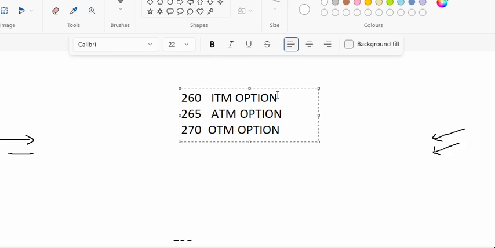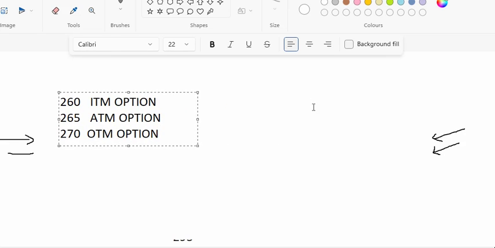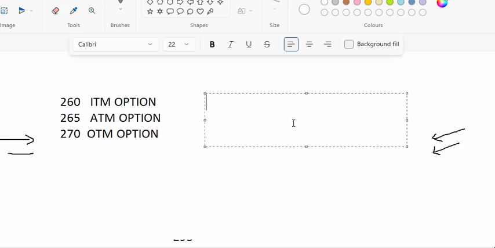This is from the call side. What will be on the put side? Completely opposite. 260 is going to be OTM, 265, of course, is going to be ATM, at the money, because the market is there, and 270 will be ITM. Why am I telling you it is ITM?